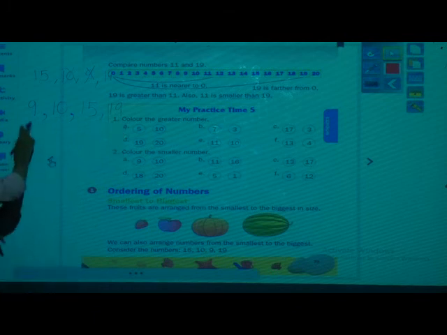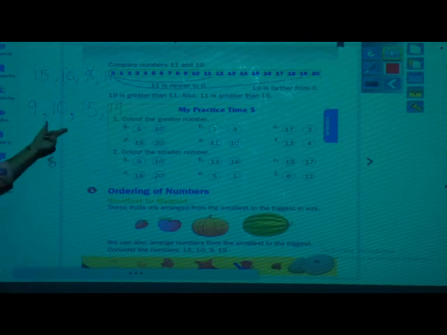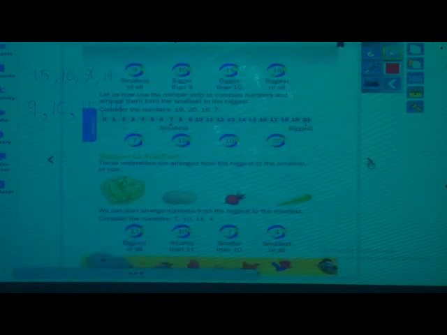देखो compare करो, 9 सबसे छोटा है, फिर 10, फिर 15 और 19 सबसे बड़ा. Okay, this is ascending order. Understood? See, 9 is smallest of all. 10 is bigger than 9. 15 is bigger than 10. And 19 is biggest of all.